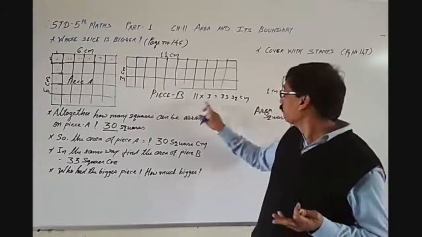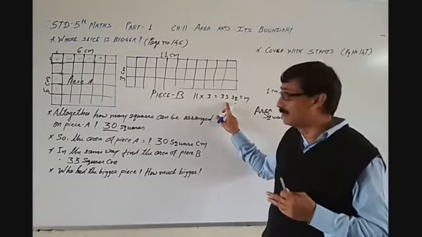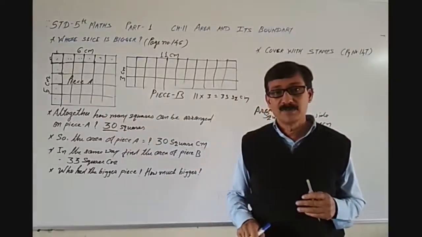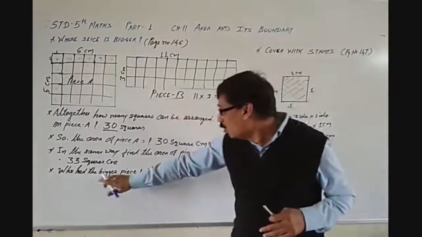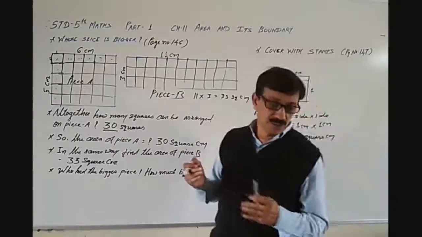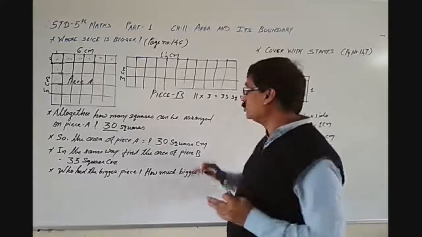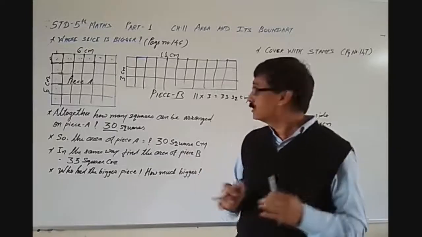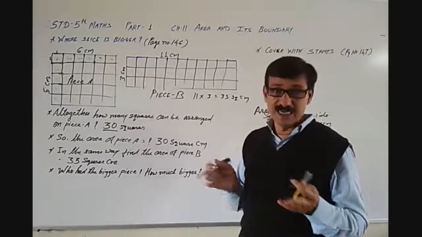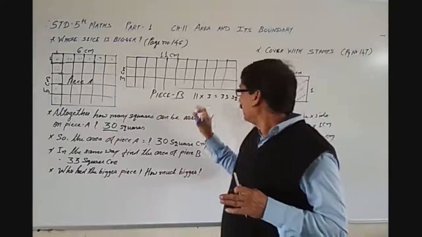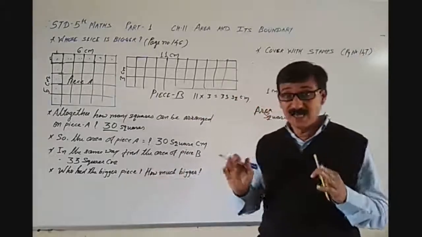Why? Because it is 33 square centimeter and the area of piece A is 30 square centimeter. So we can say who had the bigger piece. We don't know exactly who is holding which piece. That is why I am writing that the area of piece B is bigger. So the area of piece B is bigger.